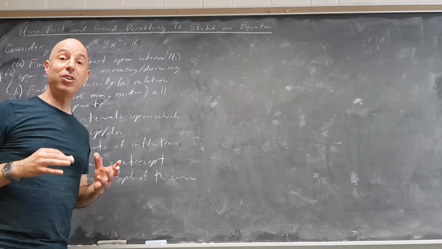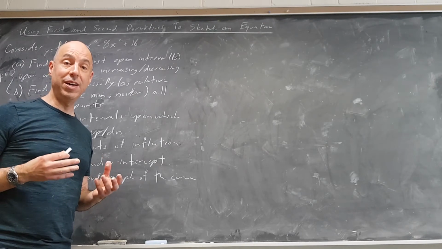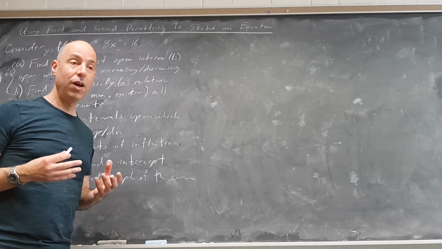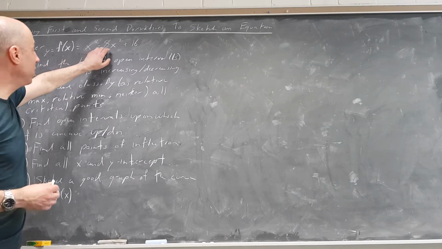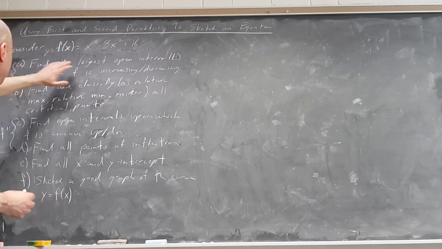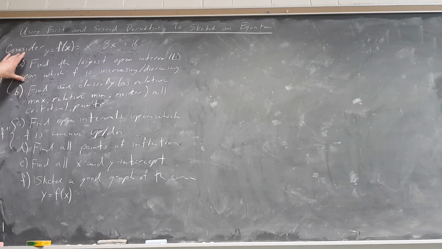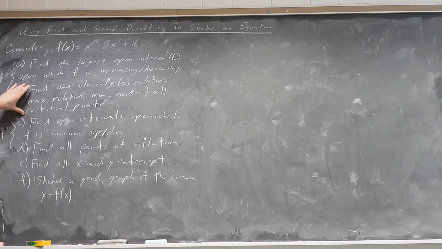Okay, I want to do exactly the same thing that we did in the previous problem, only this time with a different function: x to the fourth minus 8x squared plus 16. So once again, we're going to find the largest open intervals upon which f is increasing and decreasing. Once again, we're going to find and classify all critical points as either relative max, relative min, or neither.